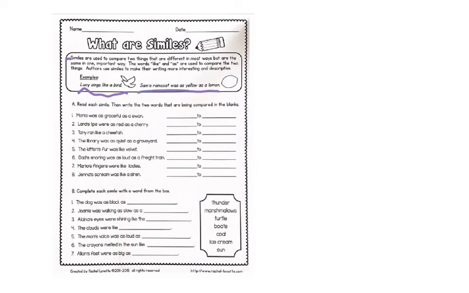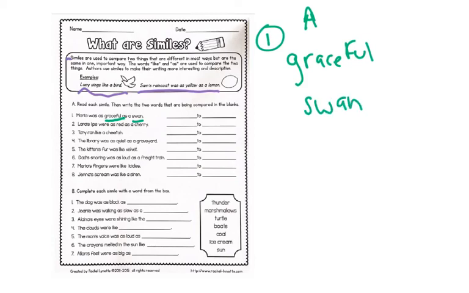All right, part A. Part A says, read each simile, then write the two words that are being compared in the blanks. So let's do number 1 together in part A. Part A, number 1. Maria was as graceful as a swan. What two words are being compared here? I would say the words graceful and swan. Remember, that would go here and here on your worksheet.